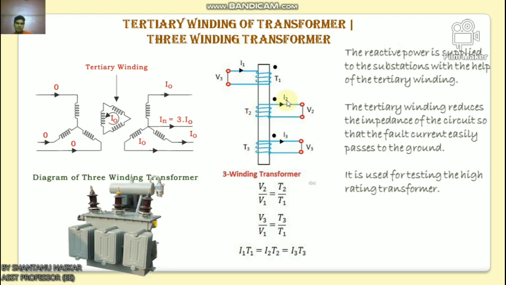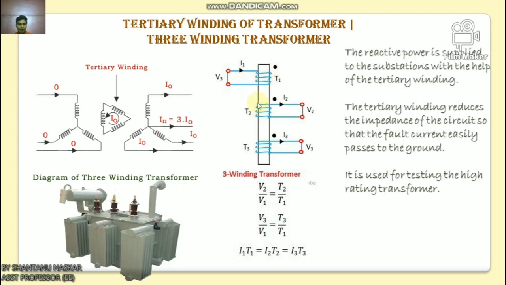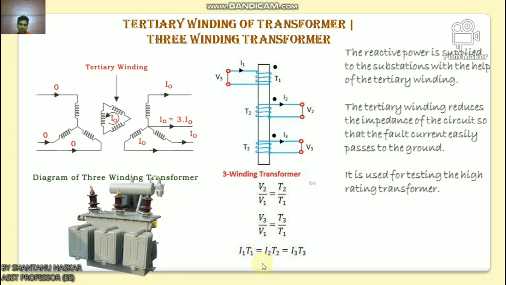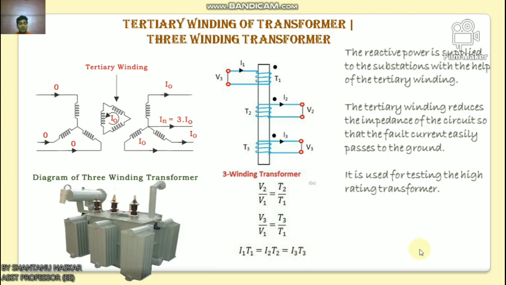Here just look at the schematic diagram of the transformer in this picture. For an ideal transformer, V2 by V1 equals T2 by T1, and V3 by V1 equals T3 by T1. That means I1 T1 equals I2 T2 equals I3 T3. The most significant advantage of this third winding is that the harmonics generated by the primary and secondary winding are extinguished by the third winding. So the third winding is always connected in delta.